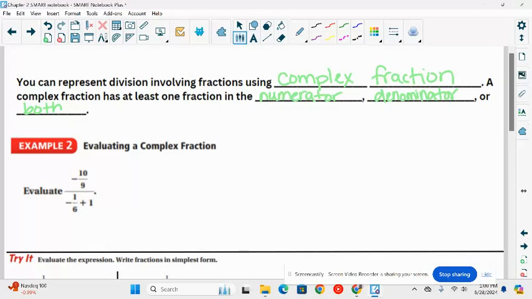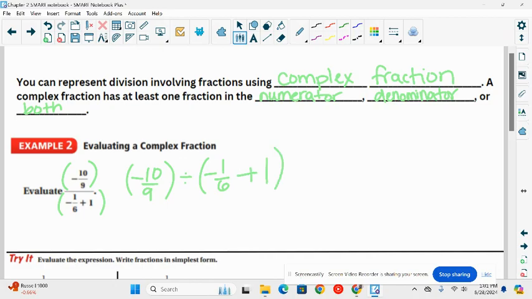But yesterday we talked about how if you do the top part and do the bottom part, it works out. So if you were to rewrite this, it'd be -10/9. What does the fraction bar represent? Divided by -1/6 plus 1.